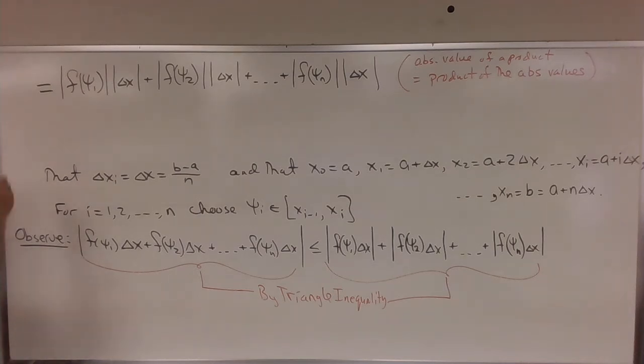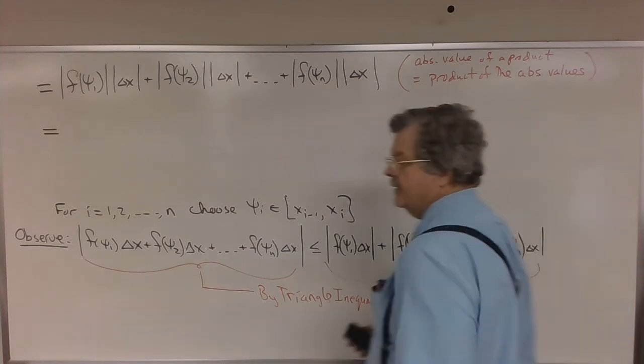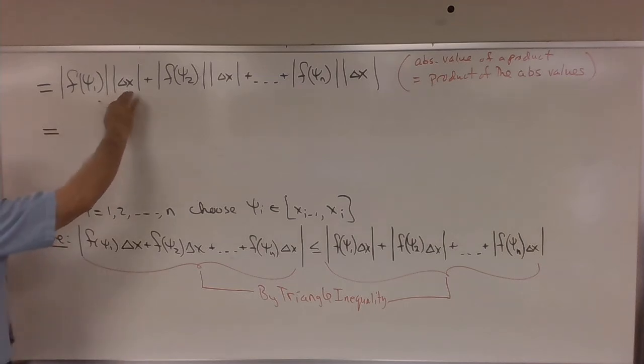And now I'm going to do one more thing. We assumed that b was greater than a. So that means that b minus a over n is going to be a positive value. So I don't really need the absolute value of delta x here.